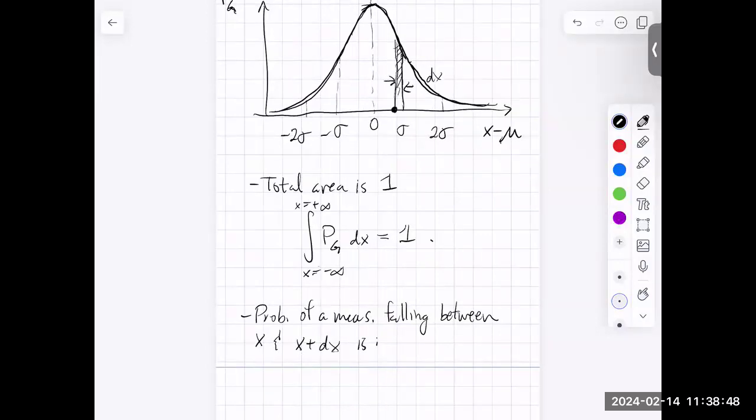And this is going to be PG at x. And that defines some area. If I take the height of that rectangle PG, times the width of that rectangle dx, that gives me the area, and that corresponds to the probability of a measurement landing between x and x plus dx. So here would be something like x, and then over here would be x plus dx.